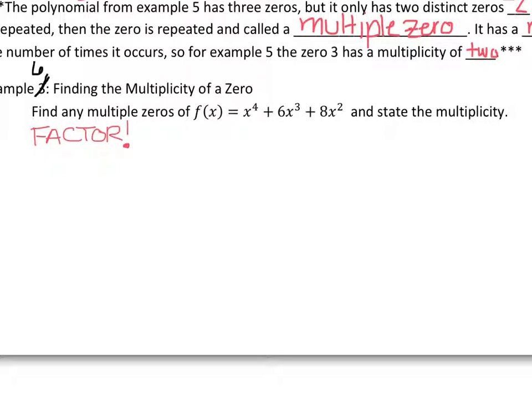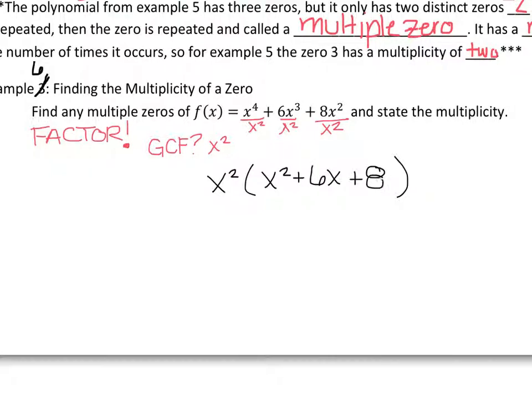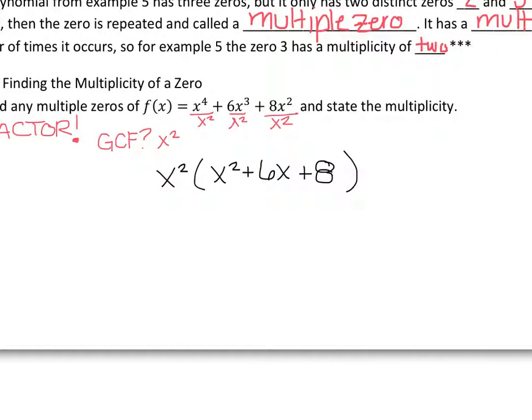So, do we have a greatest common factor? X squared. Okay, so divide everything by x squared so we can bring it to the front. So we get x squared times what? X squared plus 6x plus 8. Yeah, very good. So in order to figure out the zeros, we need the linear factors. We're not down to linear yet, so let's figure that out.